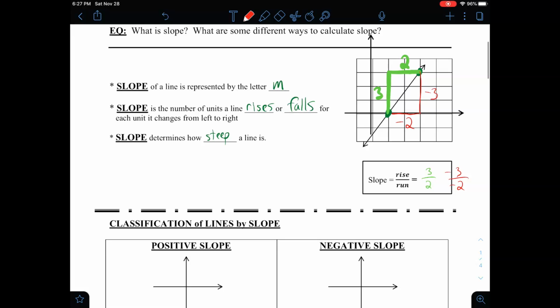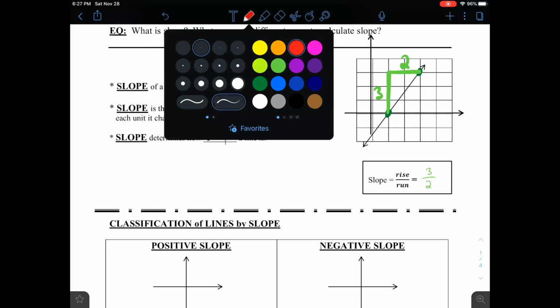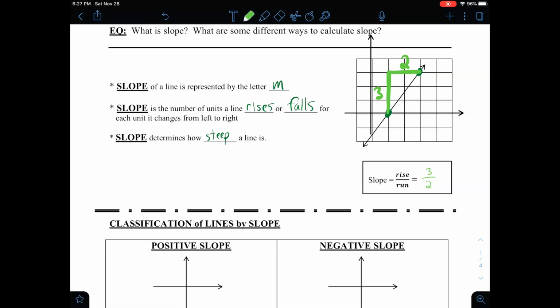So that's why I like to just start with the left-hand point, because then you don't have to worry about any negatives, and students goof that up all the time. So try to stick with the left-hand point for your starting point, but you can go either way. It's just not ideal, okay?